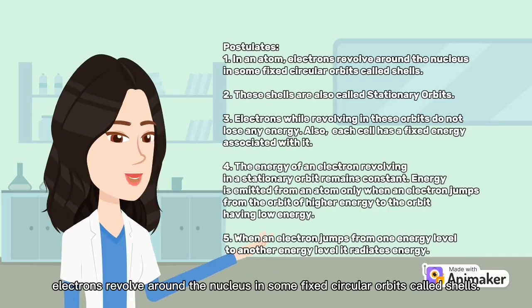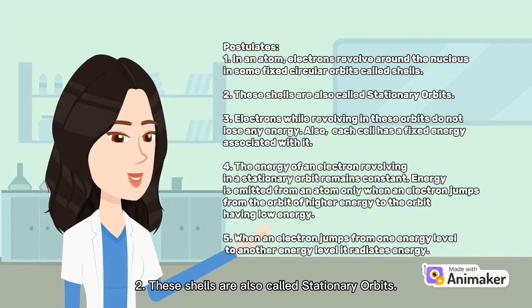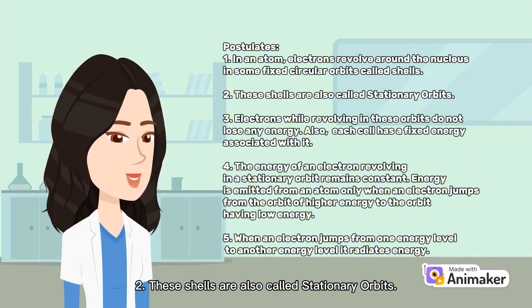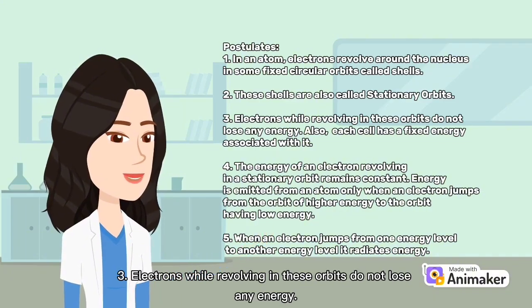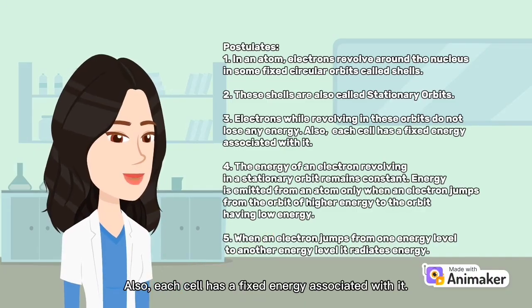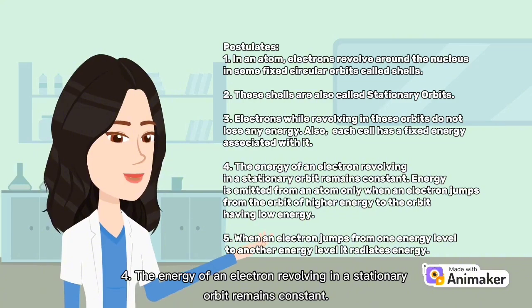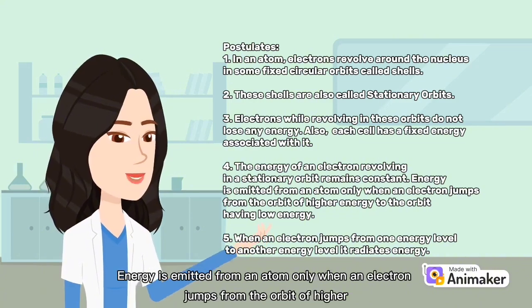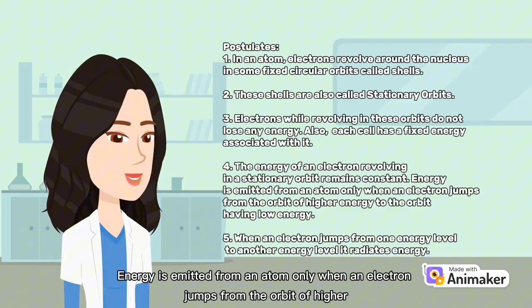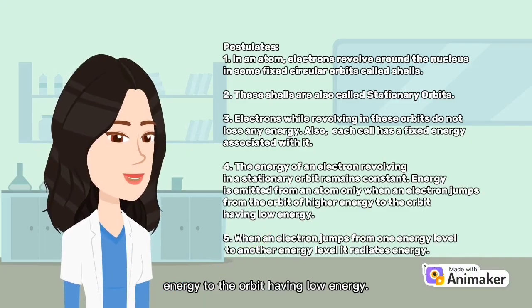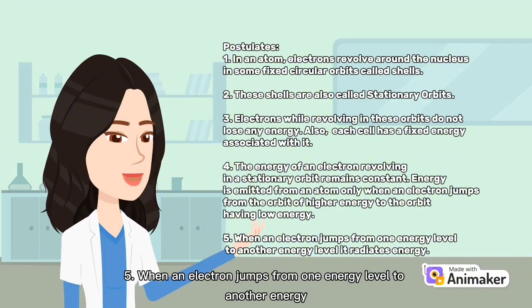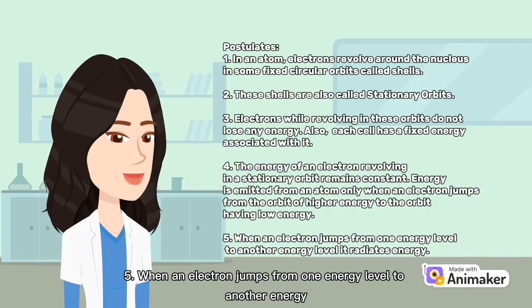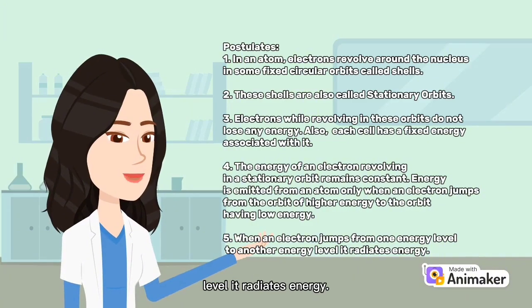In an atom, electrons revolve around the nucleus in some fixed circular orbits called shells. 2. These shells are also called stationary orbits. 3. Electrons, while revolving in these orbits, do not lose any energy. Also, each shell has a fixed energy associated with it, for the energy of an electron revolving in a stationary orbit remains constant. 4. Energy is emitted from an atom only when an electron jumps from the orbit of higher energy to the orbit having low energy. 5. When an electron jumps from one energy level to another energy level, it radiates energy.